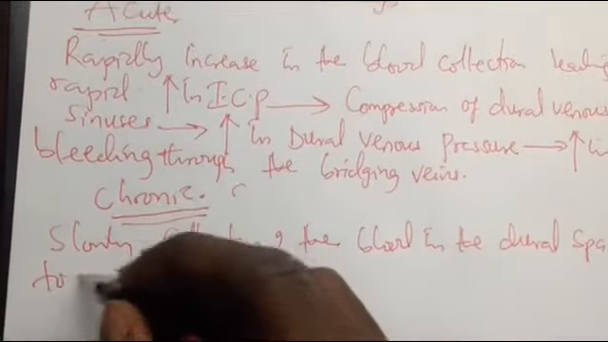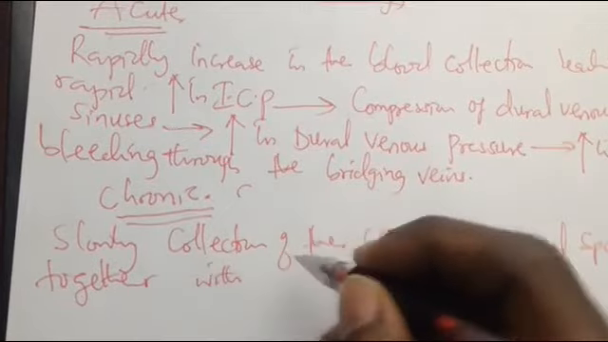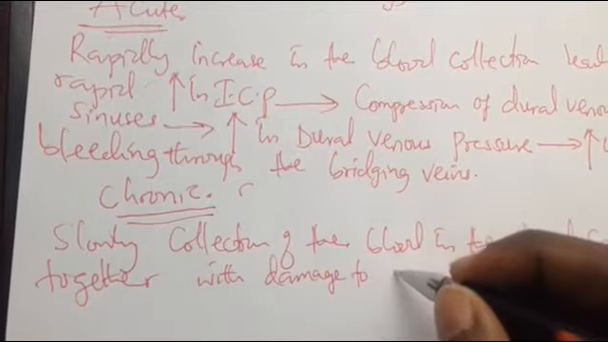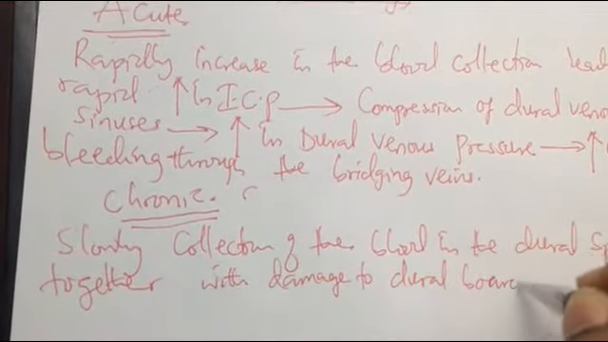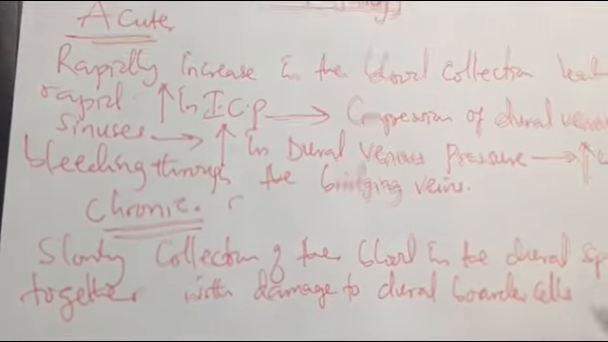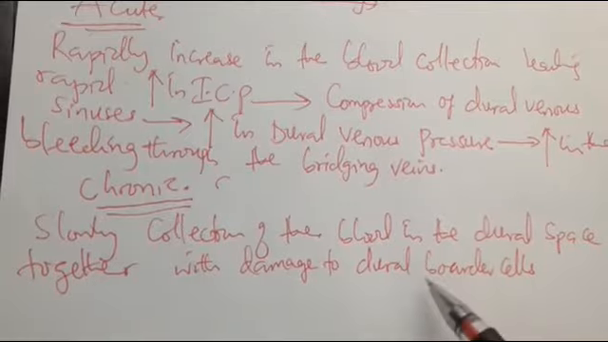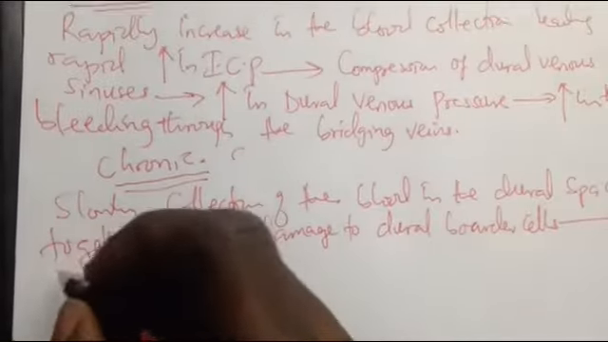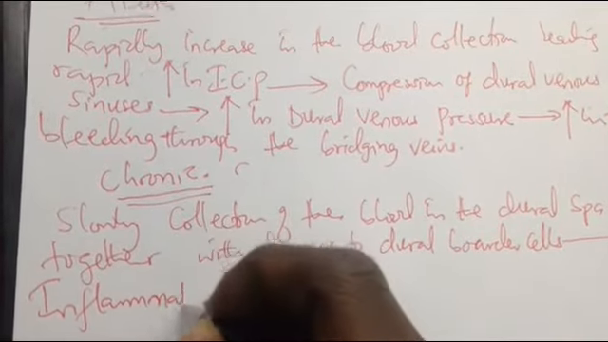Then together with damage to the dural border cells, actually. So if these dural border cells get damaged, there is going to be an increase or triggering of inflammation, with release of inflammatory cytokines.